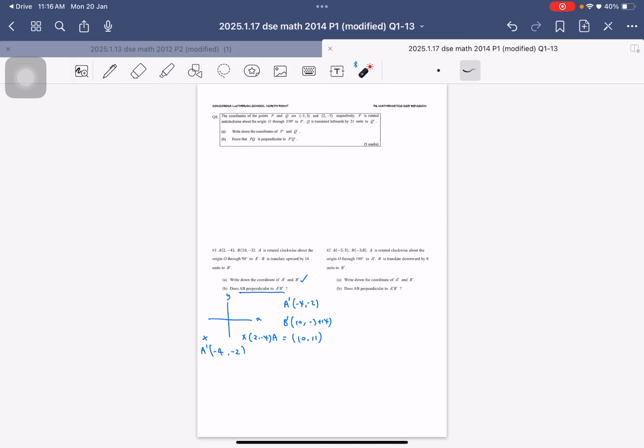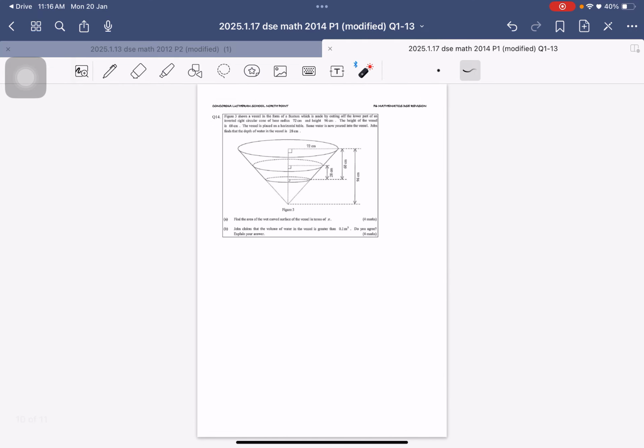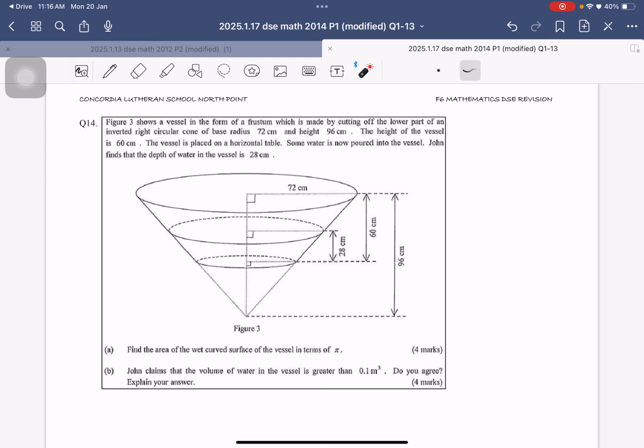So go to question 14. We haven't taught it yet. Alright, turn to the last page, question 14. Alright, let's read the question together. Which shape is it? What's the shape of it? It's a cone.